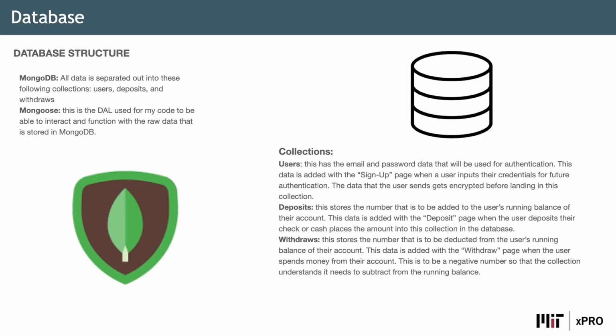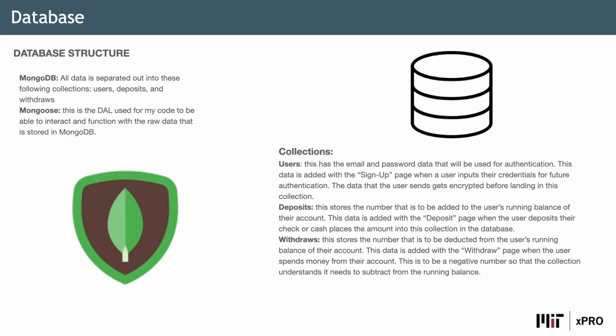The second collection is deposits, and this stores the number that is to be added to the user's running balance of their account. This data is added with the deposits page when the user deposits their check or cash and places the amount into this collection in the database. This is essentially strictly just adding whatever the amount is to the running balance. All deposits are always going to be plus. They're always going to add.